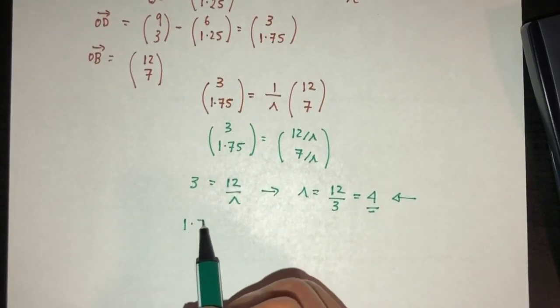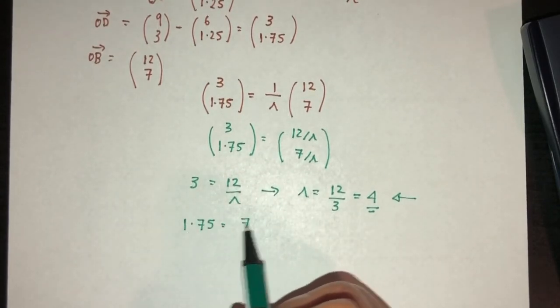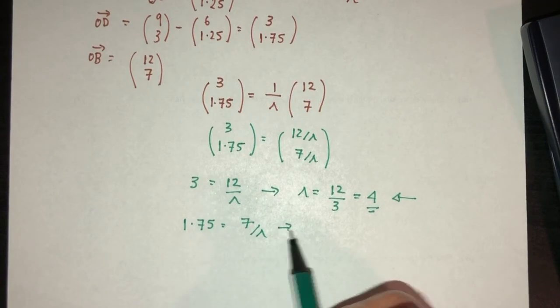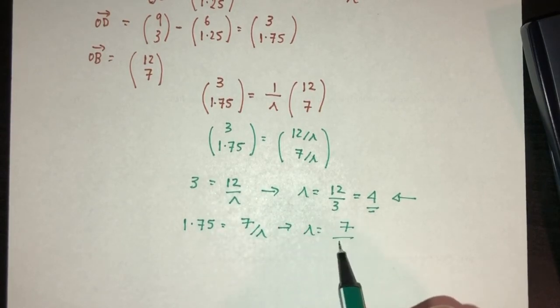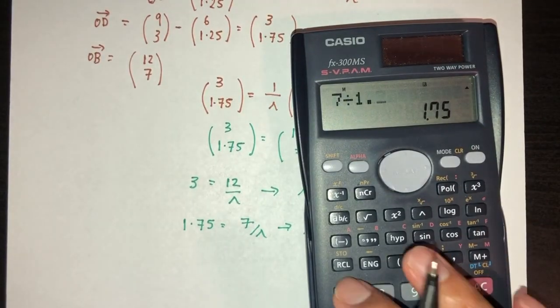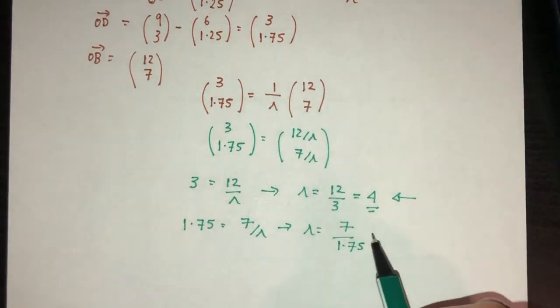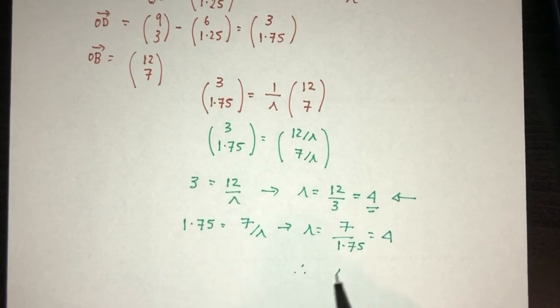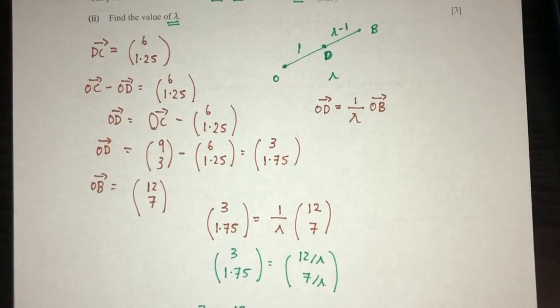So here we have 1.75 is equal to 7 over lambda, which means lambda is 7 divided by 1.75. Let's see if that is true. That is the same value. So we confirm that lambda is given by 4. And that is your answer for part 2 of question part B. That is question number 10.